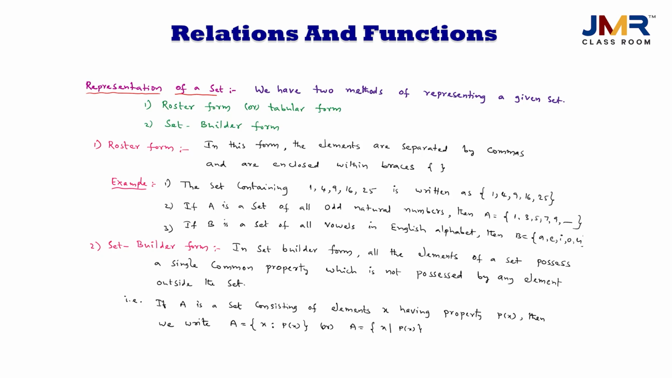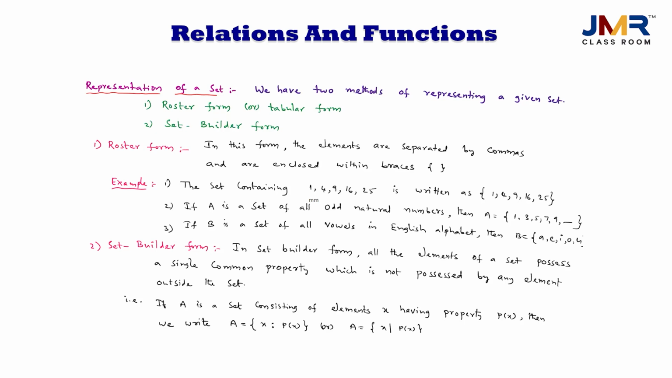In the roster form, the elements are separated by commas and are enclosed within braces. For example, the set containing 1, 4, 9, 16, 25 is written as {1, 4, 9, 16, 25}. This representation is called roster form. All the elements in the set are separated by commas and enclosed within braces.